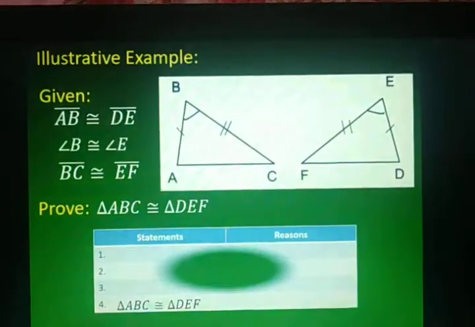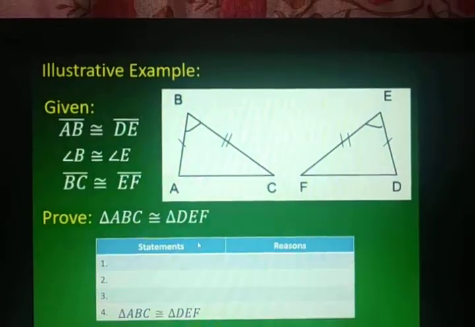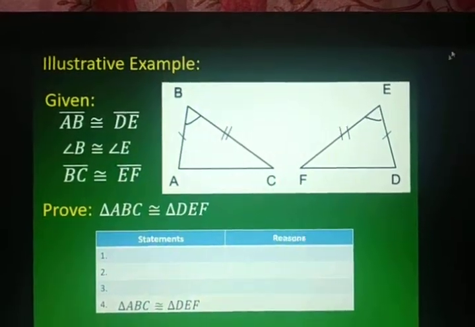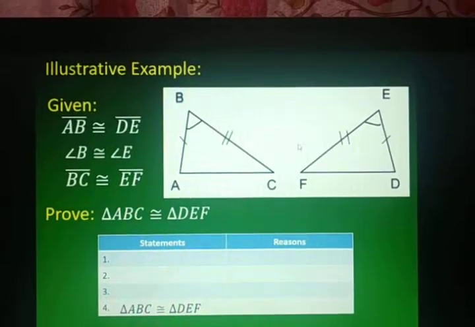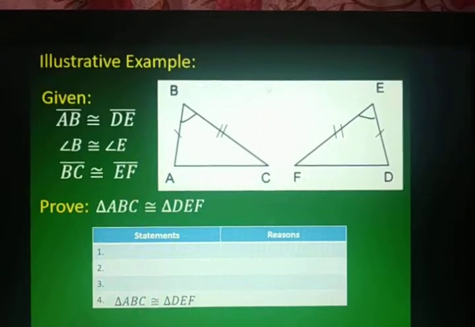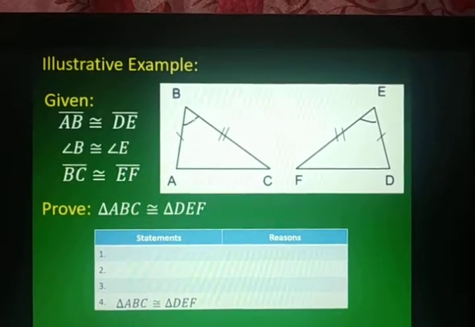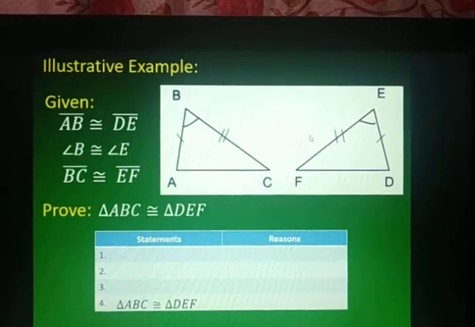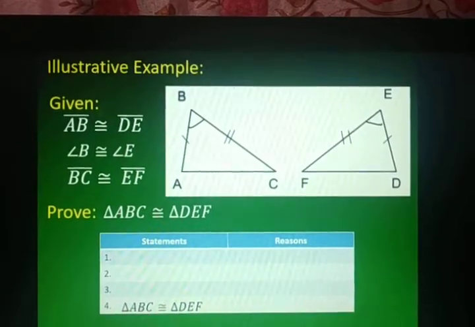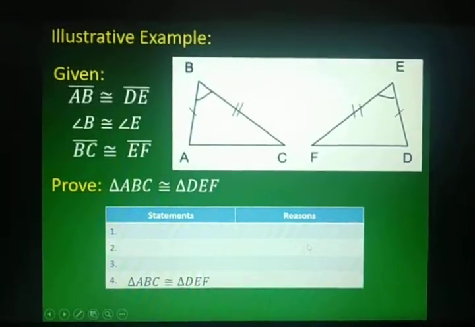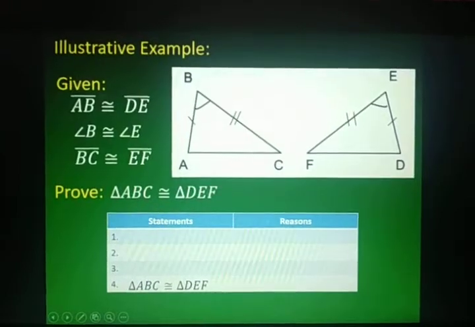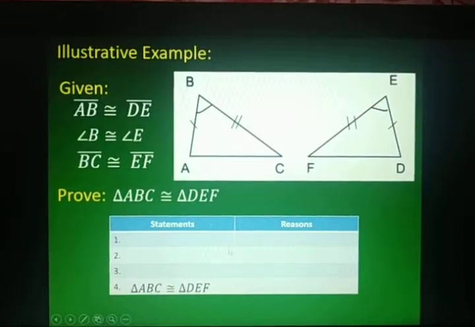Prepare our two-column form, which is composed of 2 columns. The first column is the statements. Based on your illustrative example, look at the figures. Whatever parts are marked, put them in the statements. It can be in order or not, that's okay, as long as the parts are congruent and corresponding. And then the reasons: why are they congruent, where did you get that? Okay? So, based on the given, let's answer now.